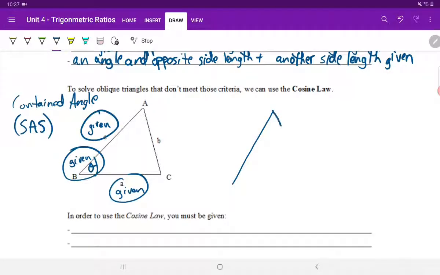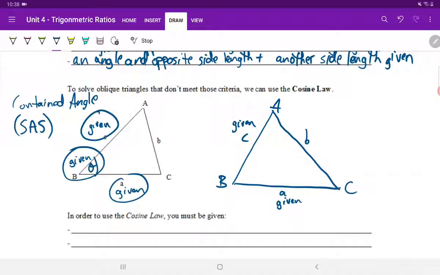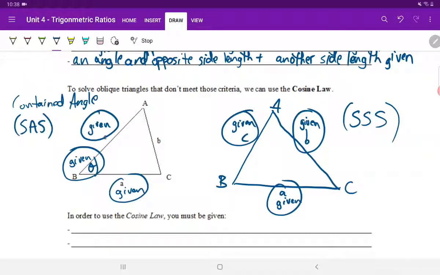So if I were to draw another triangle here, and I were to call it ABC again, the other time that you use the cosine law is if all three side lengths are given to you. So let's say this was given, and this was given. That's called side, side, side. Then you also use the cosine law. Pretty much every other time you're going to use the sine law.